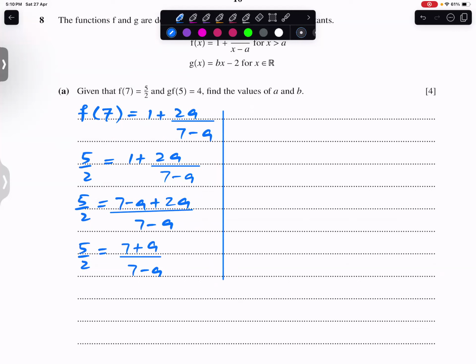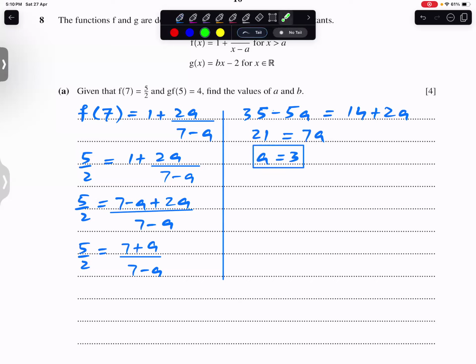Now you can cross multiply. 35 minus 5a is equal to 14 plus 2a. So 35 minus 14 will be 21 is equal to 2 plus 5, 7a. So your value of a is 3.